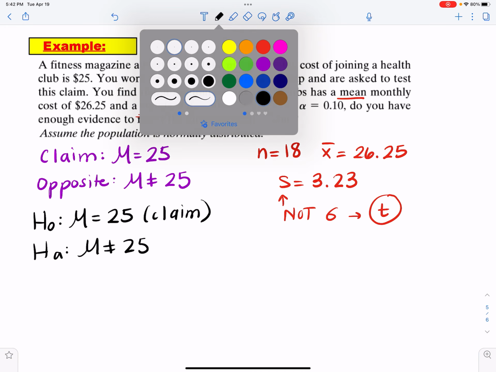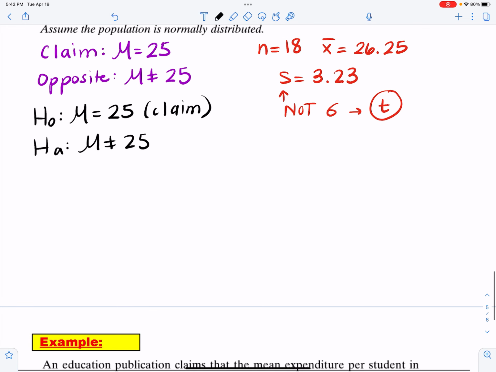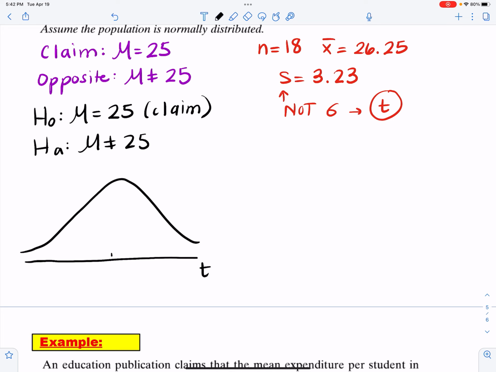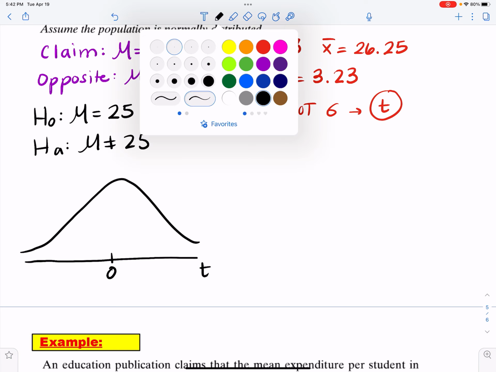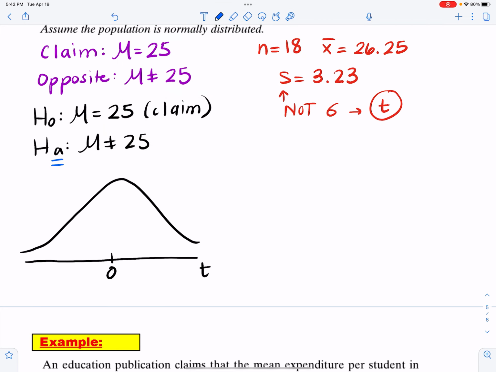All right, and what that means is when I go to get my critical values and my rejection region in this next step, I'm going to look at the t distribution table rather than z. All right, now, some similarities, you still look at the alternative hypothesis to determine if you have a left, a right, or a two-tailed test. All right, so we have not equal to in the alternative. That means this is a two-tailed test.